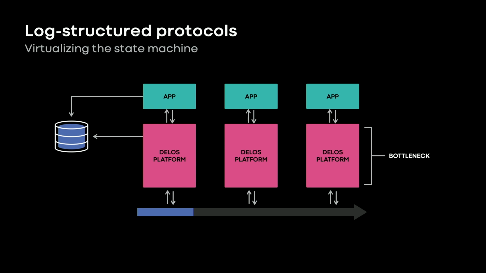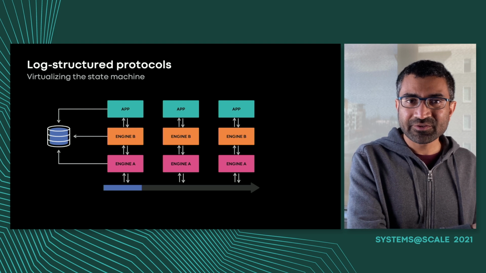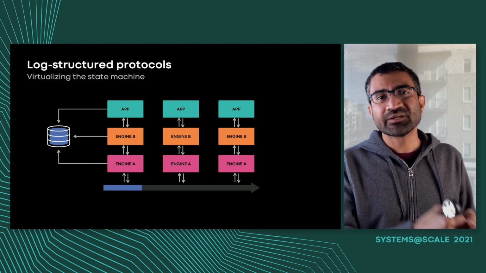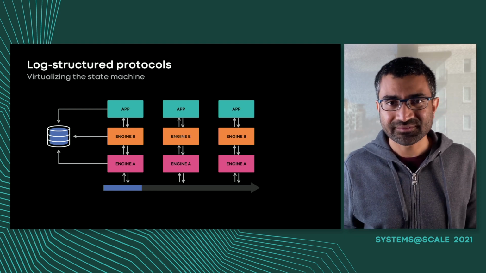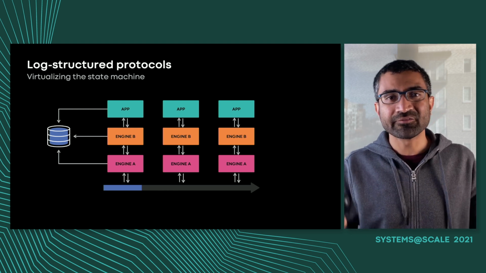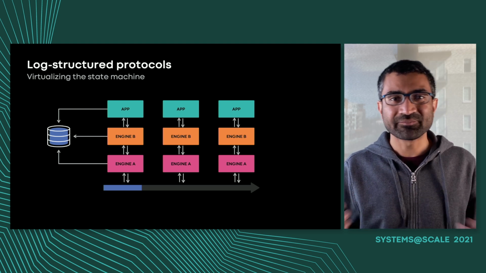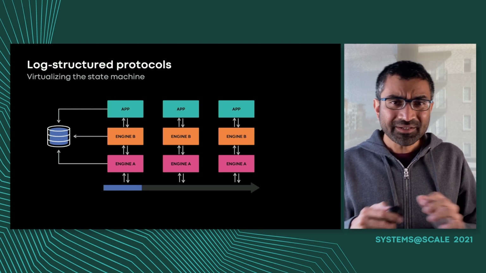So what we did is take that big hunk of code and split it up into smaller pieces. In some sense, if you think of the Delos platform as a replicated state machine, we took that state machine and virtualized it into smaller pieces. And by doing this, we're able to decompose functionality in a modular way so that multiple teams can work on individual pieces separately. But that's not all.